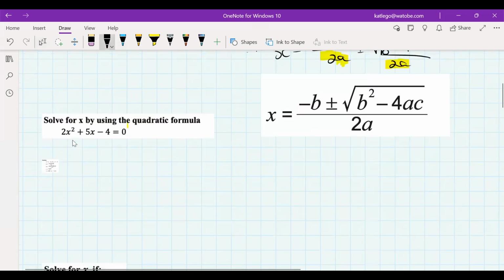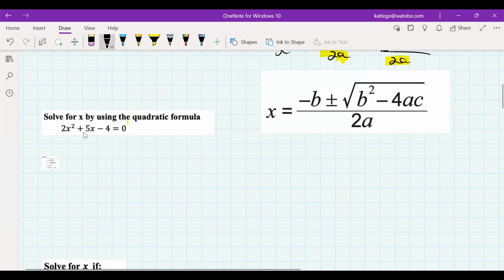In my sum that we have here, 2x squared plus 5x minus 4, tell me what my A, B, and C is. Tell me in the chat. If you want to unmute, you're welcome to. Raise your hand. I like talking to you guys.